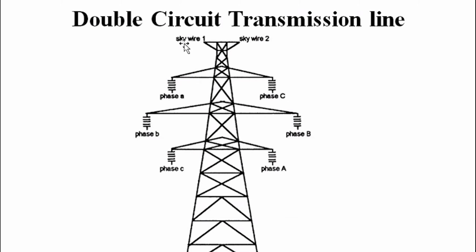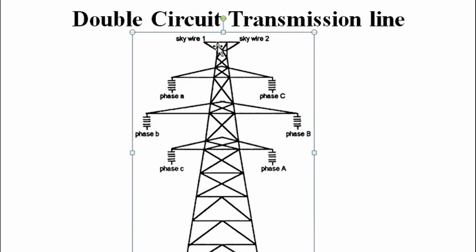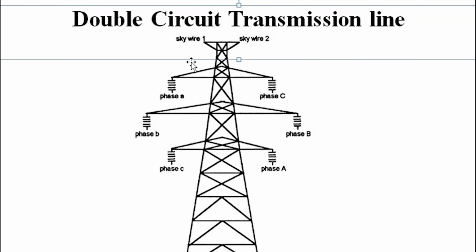So in a double circuit line you will find two earth wires. They are named sky wire 1 and sky wire 2. Together, sky wire 1 and sky wire 2 we call earth wires.